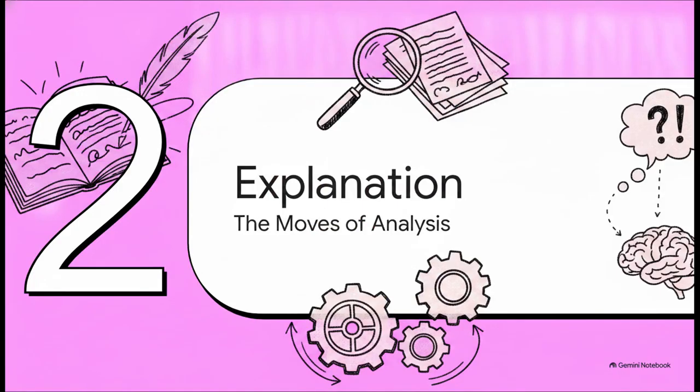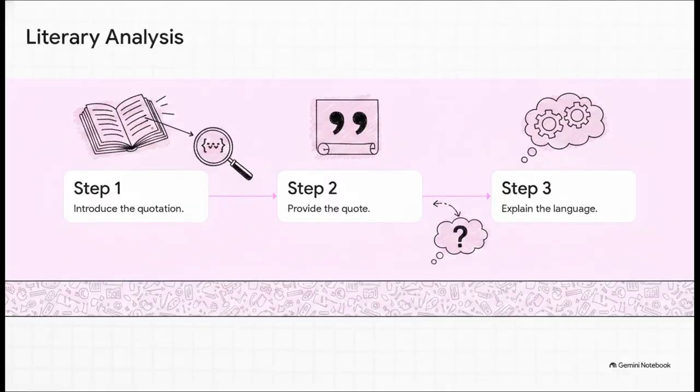Moving on to Section 2, Explanation, Evidence, and Precise Details. The moves of literary analysis. You know, literary evidence just doesn't speak for itself. It always needs your careful interpretation. Think of it like this. Most successful academic writers use 3 distinct moves to really nail their analysis.